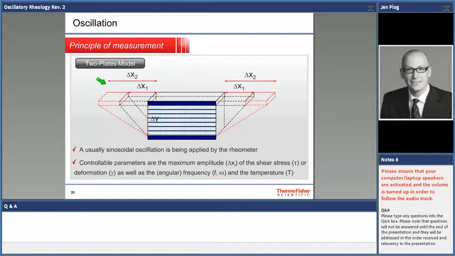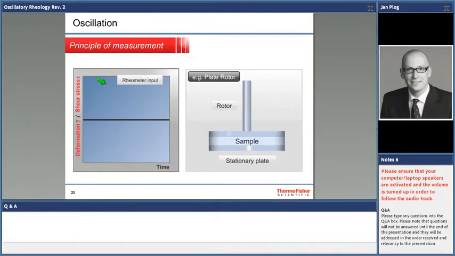We can of course play with the speed. We can play with the characteristic speed that we apply, and of course temperature and others. But the two main parameters are strain and stress amplitude, and speed. Here, just as a graphical depiction, how does that look? You apply a sinusoidally modulated strain or stress amplitude to your sample, and you monitor what's going to happen.